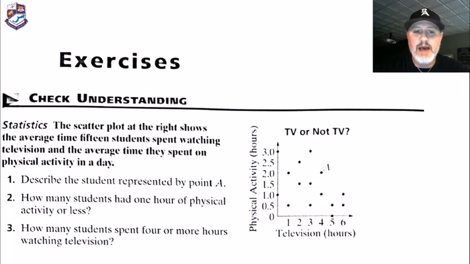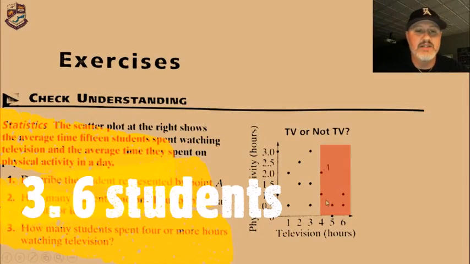All right, number 3, how many students spent 4 or more hours watching TV? 4 or more hours, that's what that looks like. And if we count them up, we can see 1, 2, 3, 4, 5, and don't forget this one on the x-axis to make 6. So 6 people spent 4 or more hours watching TV.